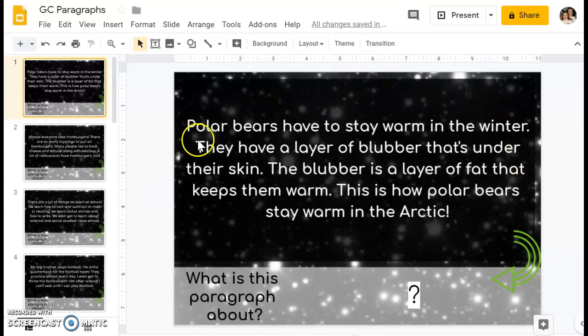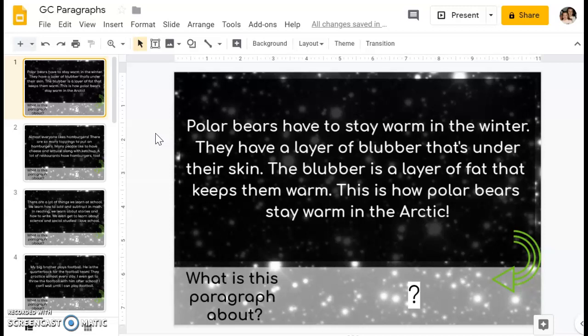So what you're going to do is read the white paragraph up on the top, and then down below you're going to type what this paragraph is about. Since I'm showing you what to do on this screen, I'm going to read this paragraph to you. You're going to have to read them on your own and come up with the main idea on your own. But for this one, let me read it to you.